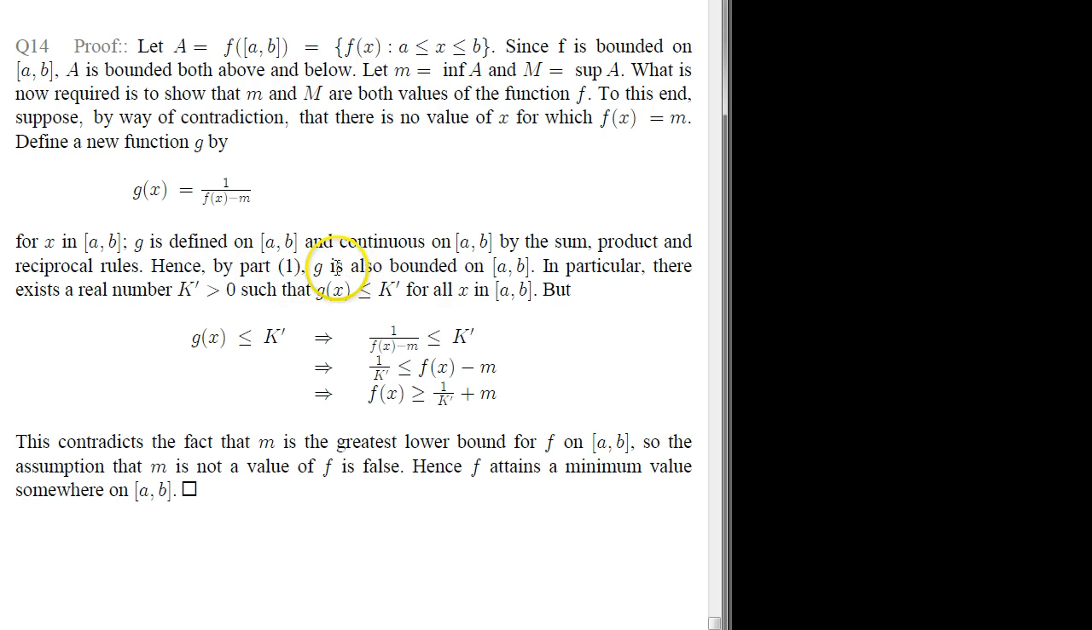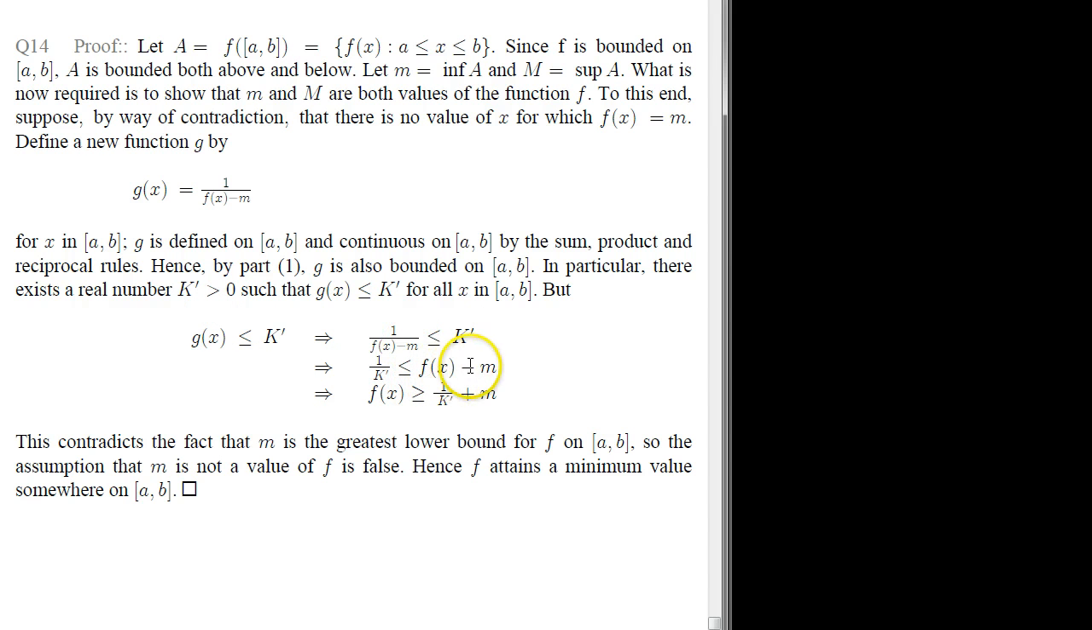So by part 1 then, if it's continuous and well defined, g must also be bounded on [a,b]. And so there exists a real number k', positive, such that g(x) is less than or equal to k' for all x in [a,b], because it's bounded, so we can say that, can't we? That's fine. So we're going to use that property here. So g(x) is less than or equal to k', because g is bounded on [a,b]. And k' is positive, so what does that mean then? Well, replace this by the value of g(x) here. We've got this inequality.